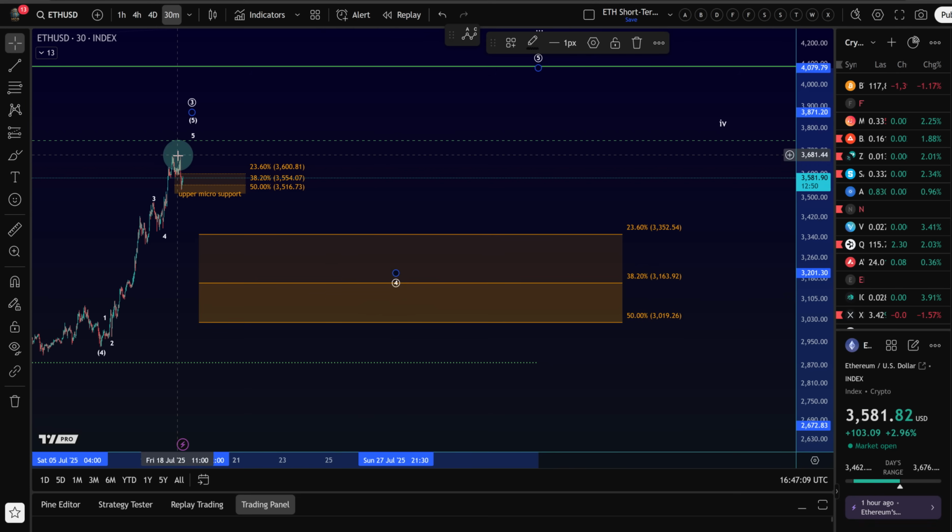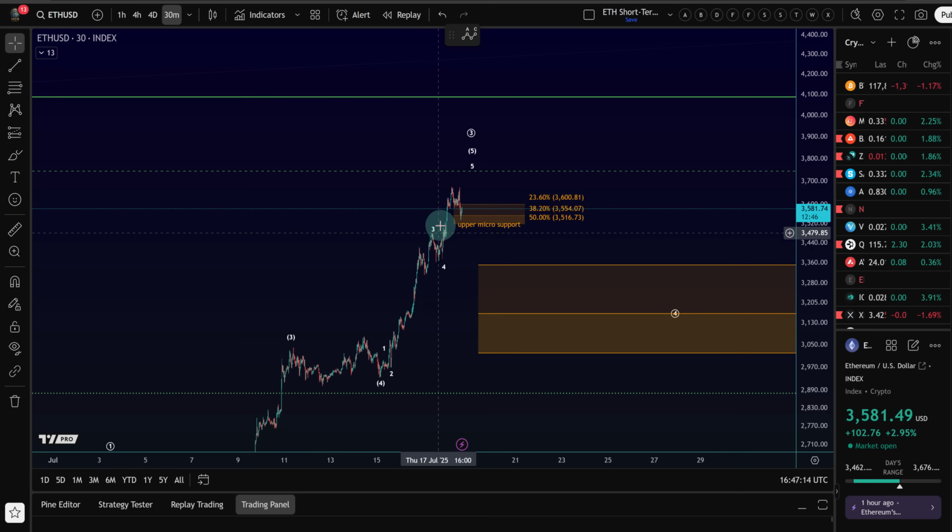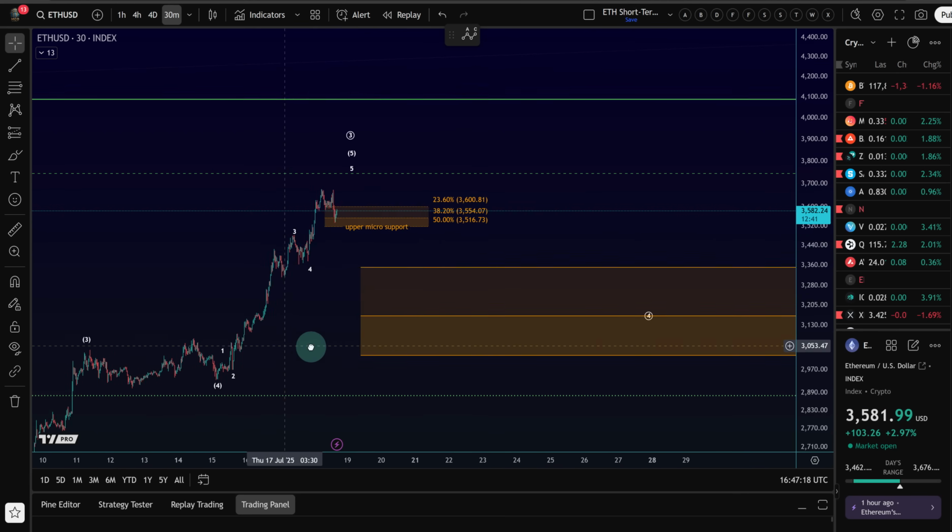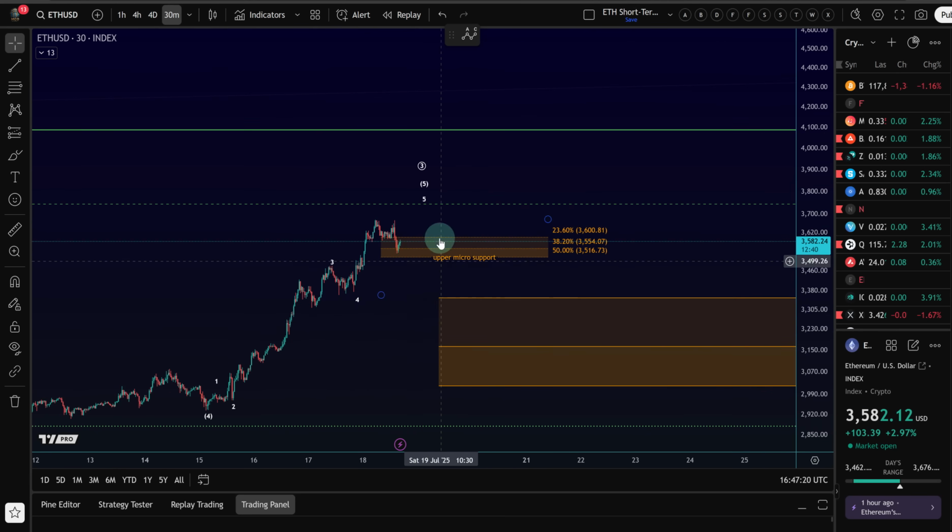But we don't even know if this 4th wave has started. So there could still be a 3rd wave that's currently unfolding. And if we zoom in, we see that there is a further support area, micro support, between $3,516 and $3,600. This is upper micro support. The pullback is in 3 waves, which means it keeps the door open for higher.